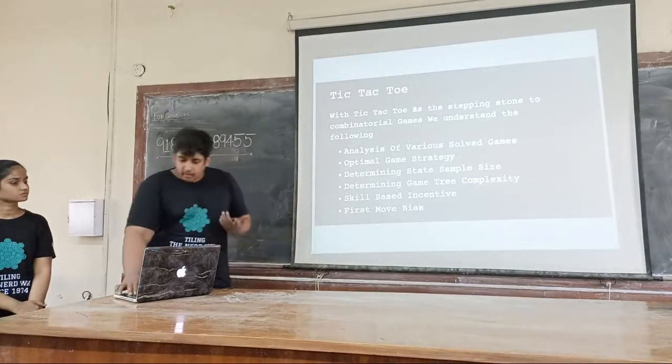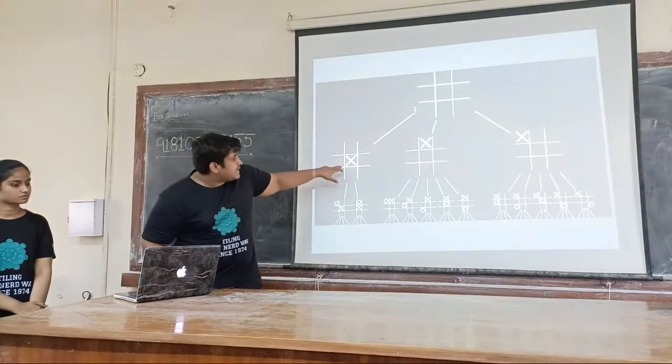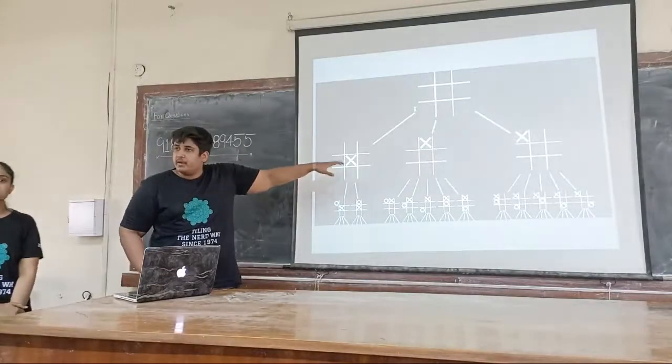So basically, what is game tree complexity? Right. So state sample size. What would be my first move? Right. What would be my first state from where I start?